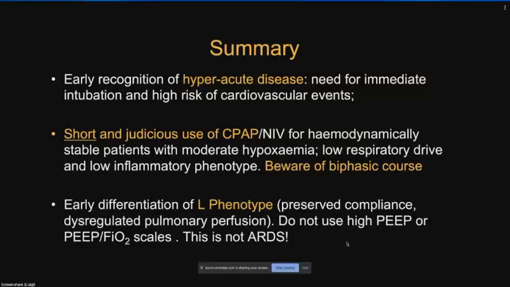So this is the phenotype with preserved compliance with dysregulated pulmonary perfusion, because in these patients, we need to balance the use of PEEP with the perfusion. And sometimes the use of PEEP/FiO2 scales, as they've been published in the ARDS guidelines, might not be beneficial, and in fact they can be detrimental. And I would like to say that this phenotype is not ARDS.